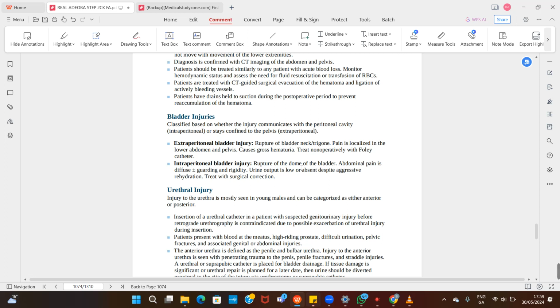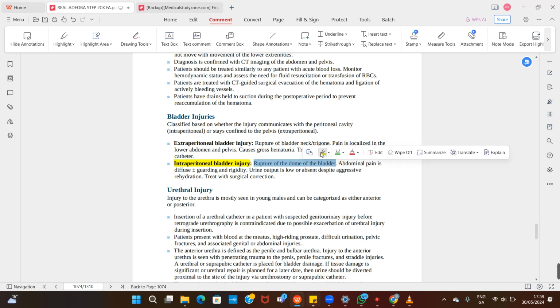So you need to look for more to delineate between the two types, right? For the intraperitoneal one, which is the one that affects the dome of the bladder, it usually occurs in people involved in a motor vehicle accident that are using a seatbelt. If they are using a seatbelt and the bladder is full, a sudden deceleration from the accident can compress the bladder. The seatbelt can compress on the bladder, and if the intravesical pressure increases, it can cause a rupture of the dome of the bladder.